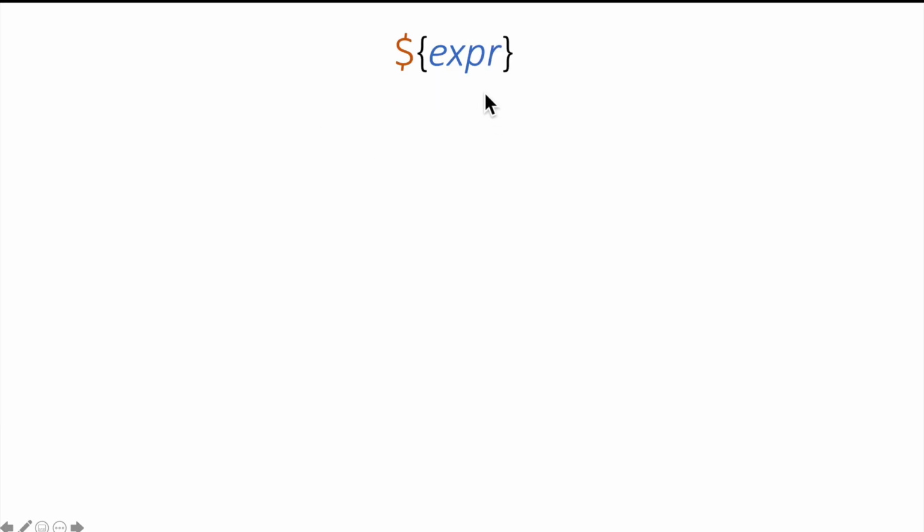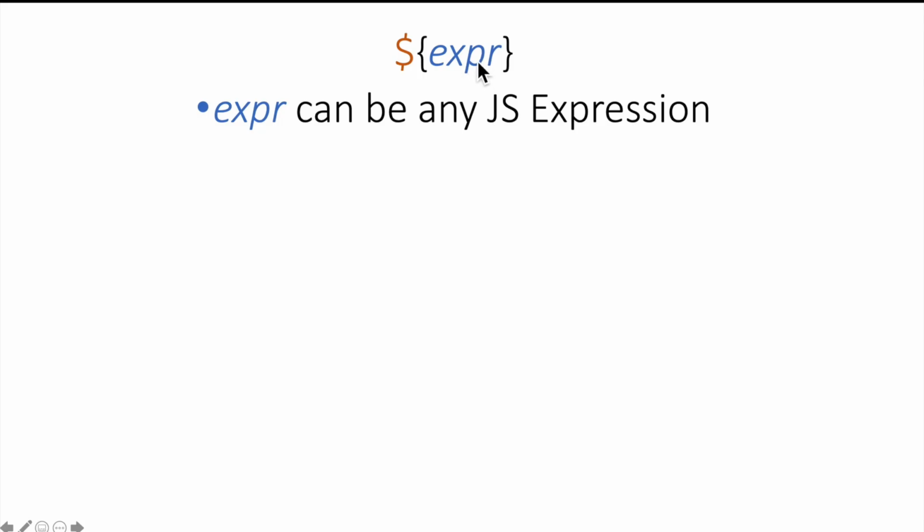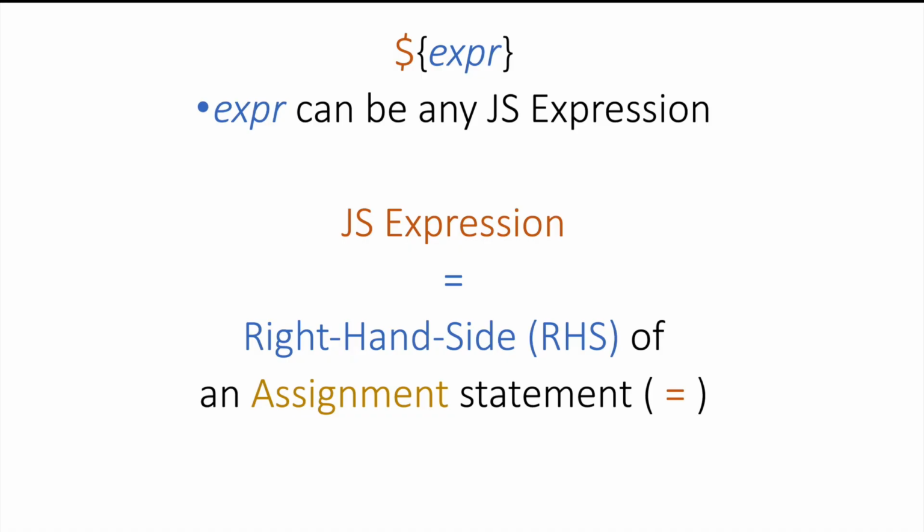When we want to perform string interpolation using the dollar and the curly braces, the expression over here can be any JavaScript expression. Now, what is a JavaScript expression? You can think of JavaScript expressions being anything that can appear on the right hand side of the assignment operator. So if we have an assignment statement, then the right hand side would be a JavaScript expression.